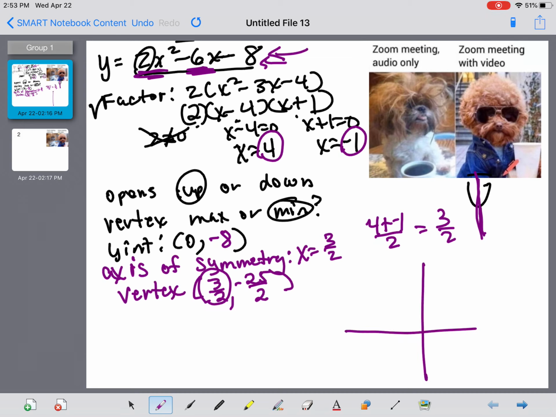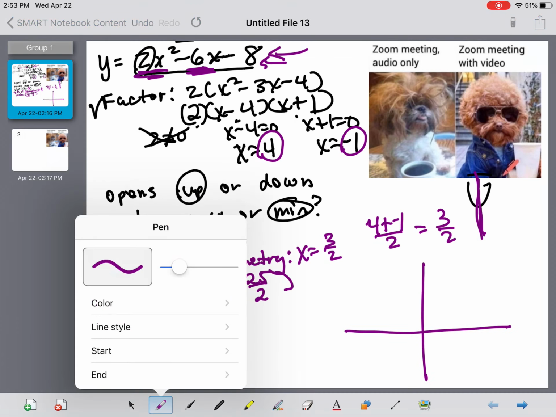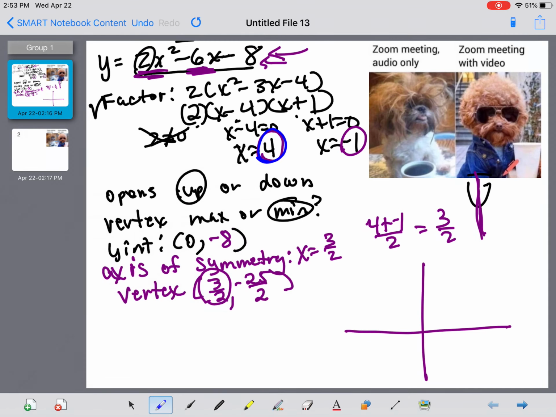So to graph it, graph everything that you found. All right, so let's see what we found. We found our x-intercepts are 4 and -1. Those are my zeros or my x-intercepts. We know it's opening up. We know our vertex is going to be a minimum. We know we have a y-intercept at 0, -8.